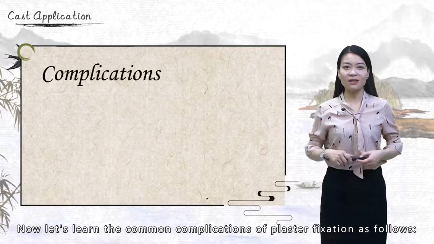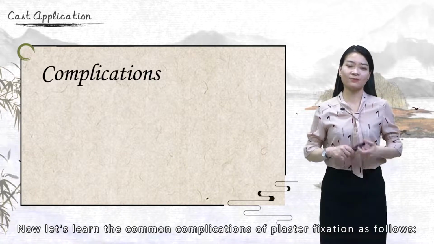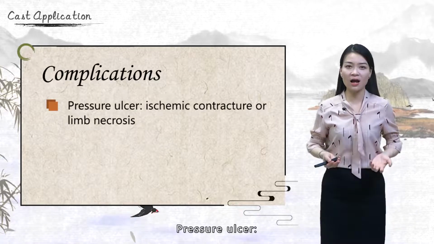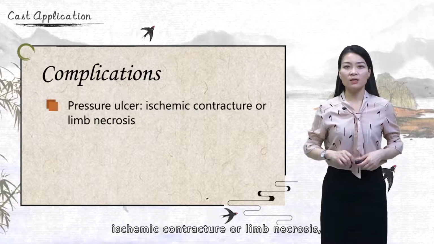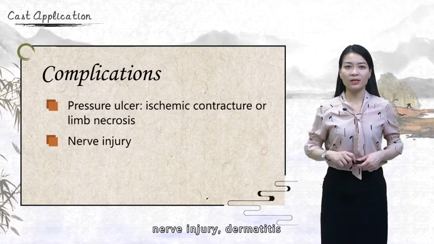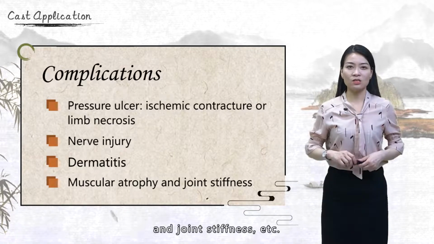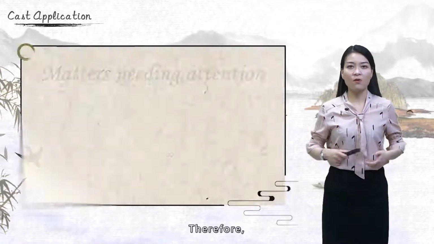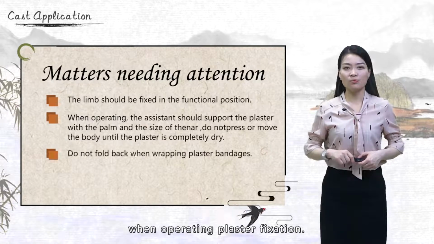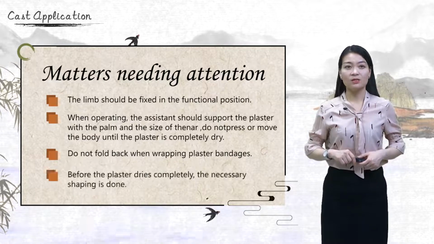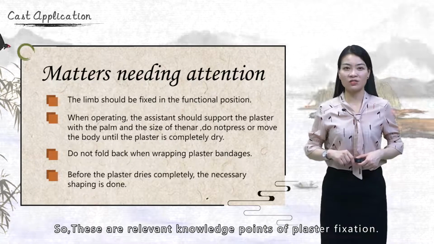Now, let's learn the common complications of plaster fixation as follows. Pressure ulcer, ischemic contracture or limb necrosis, nerve injury, dermatitis, muscular atrophy, and joint stiffness, etc. Therefore, the following matters should be paid attention to when operating plaster fixation. So, these are the related knowledge points of plaster fixation.